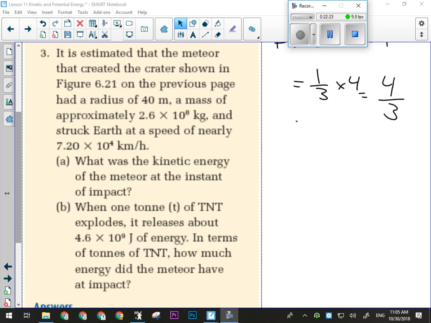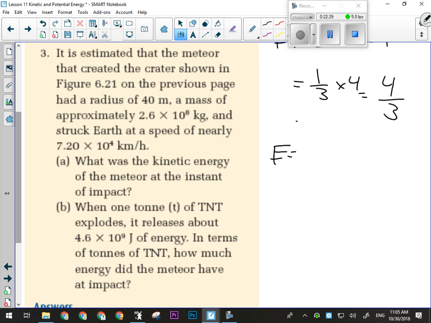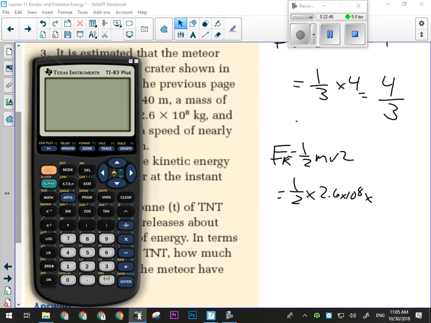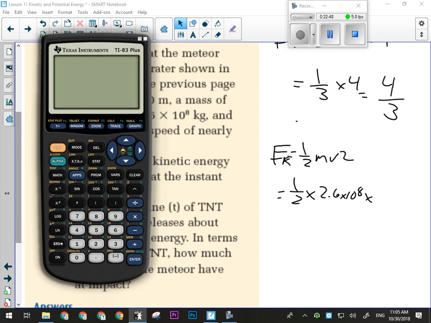In part A of number 3, they want to know the kinetic energy of the meteor at the instant of impact. So all we have to do is EK equals 1/2 mv squared. So we have 1/2 times 2.6 times 10 to the 8 kilograms, times the speed, which we have to divide first by 3.6. It was 7.2 times 10 to the 4.